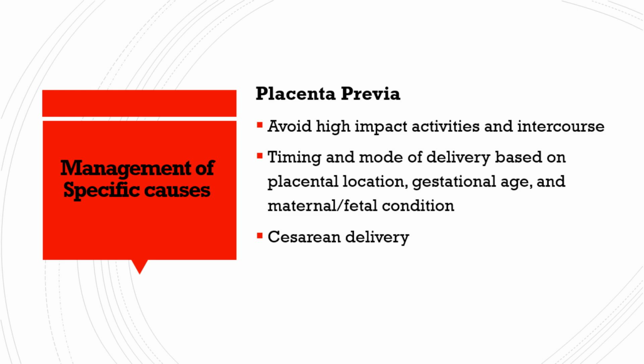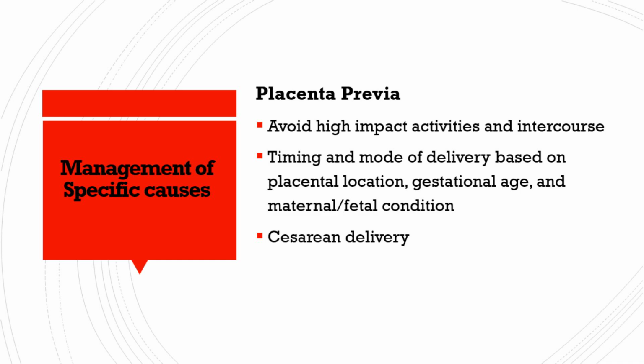There is no actual evidence for or against avoiding high-impact exercise activities, but it is prudent to recommend. Patients should absolutely avoid intercourse. The health status of both mother and baby plays a critical role in deciding when and how to deliver. Elective cesarean sections are usually scheduled between 36 to 37 weeks of gestation, balancing the risks of preterm delivery with the need to avoid complications from bleeding. In cases of severe bleeding or maternal or fetal distress, an emergency cesarean may be necessary regardless of gestational age.